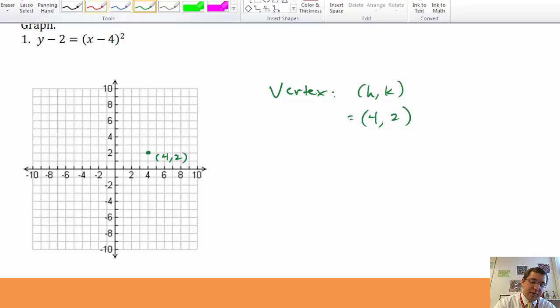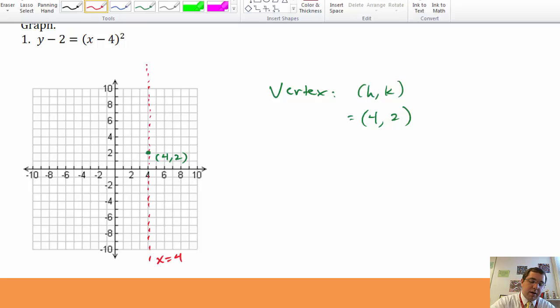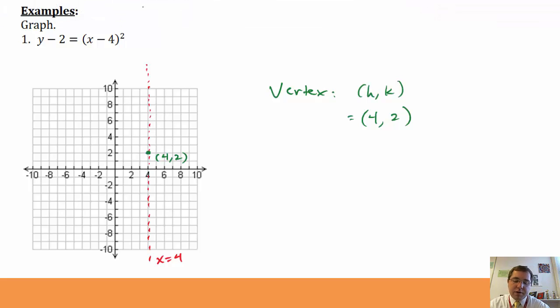The axis of symmetry, which I'll draw in red, so it's not actually part of my graph, but it's there to help me draw the graph, goes vertically through the vertex. That is the line x equals 4. It's a vertical line, and we know how to write the equation of a vertical line. This parabola, I know, is going to open up. How do I know it's going to open up? Because there's no negative in front of the parentheses here. Since there's no negative there, it's going to open up. If there were a negative, it would open down.